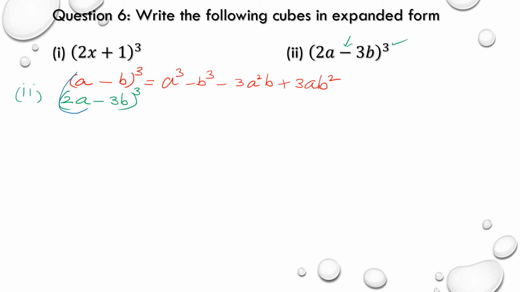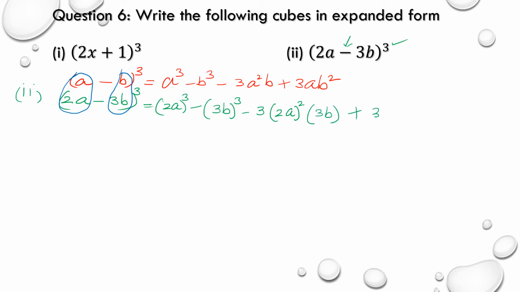In place of a we have to write 2a and in place of b we have to write 3b, right? So wherever there is a we will write 2a, so it will be 2a whole cube minus 3b whole cube minus 3a square b, so that is 2a whole square, b is 3b, plus 3a, a is 2a, b square, that is 3b whole square, right? In place of a we are writing 2a and in place of b we are writing 3b.